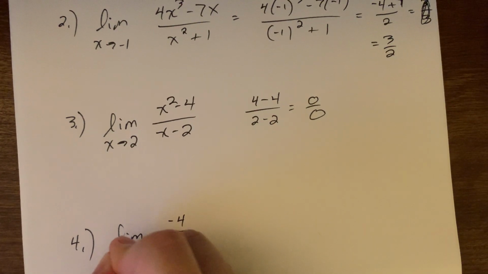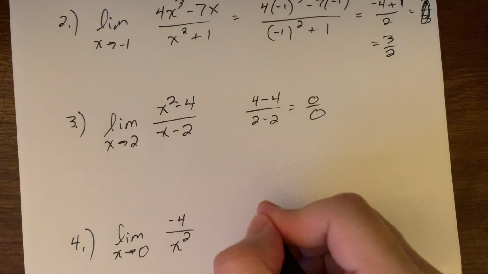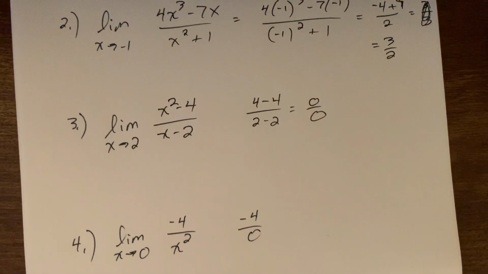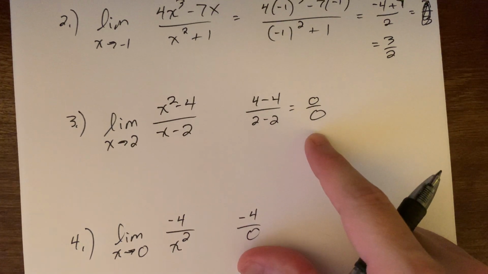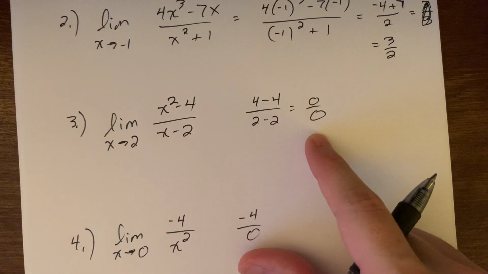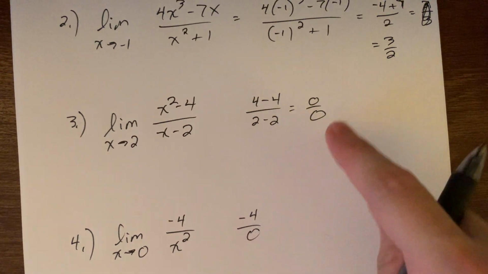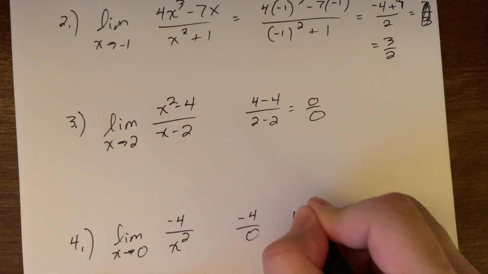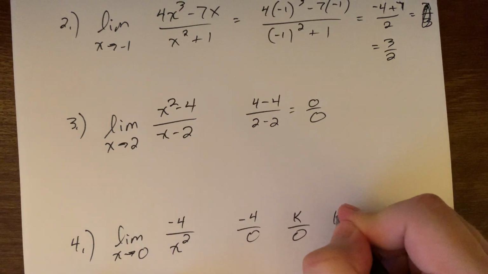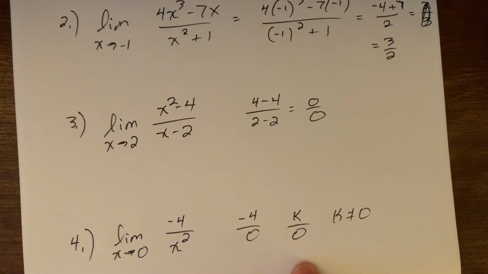Minus 4 over x squared, as x approaches 0. If you just directly plug in, you get minus 4 over 0. Both of these have divide by 0. Both of these are trouble, but they're going to have different outcomes because of the top. This is what we are going to consider a k over 0, where k does not equal 0, but we're getting something divided by 0.